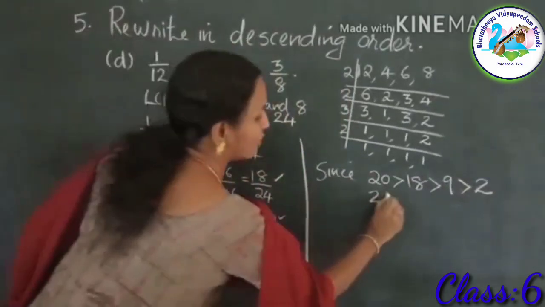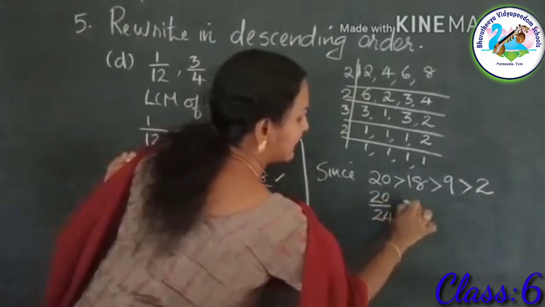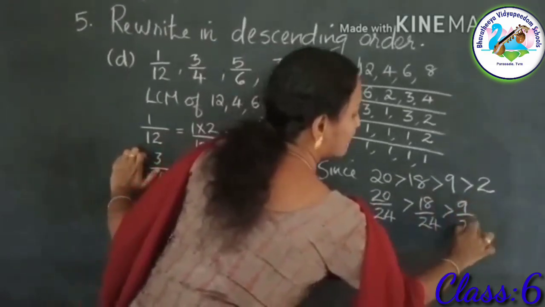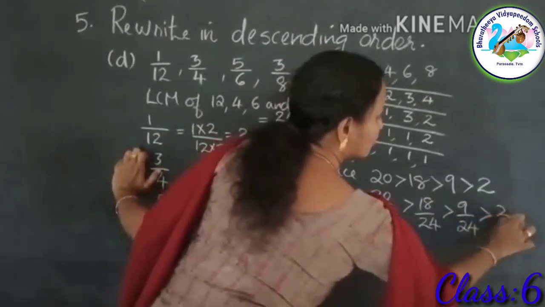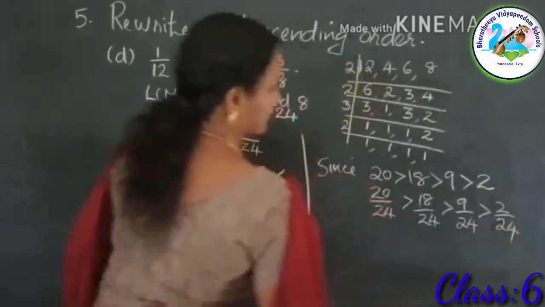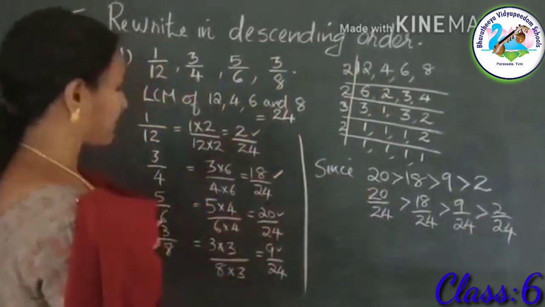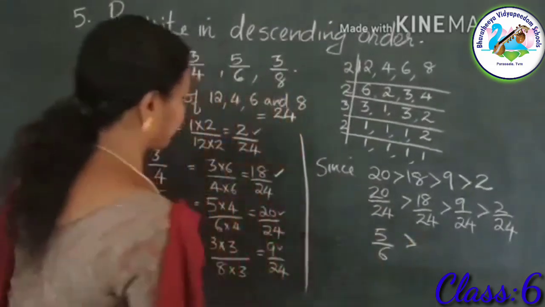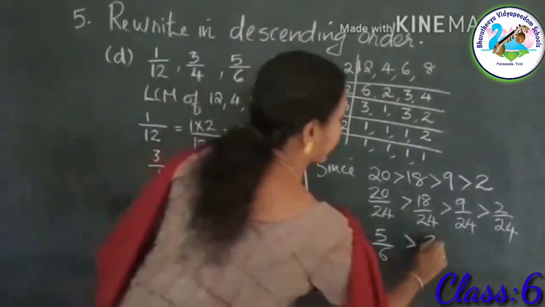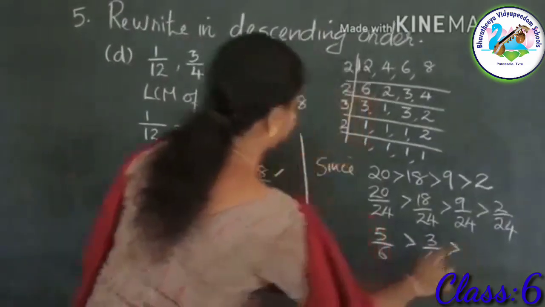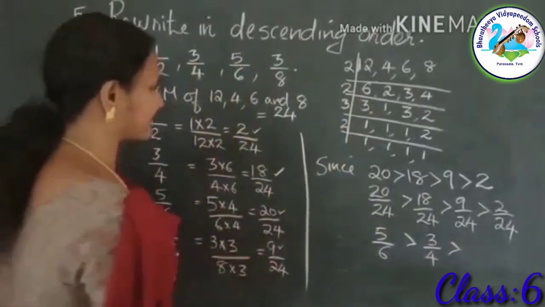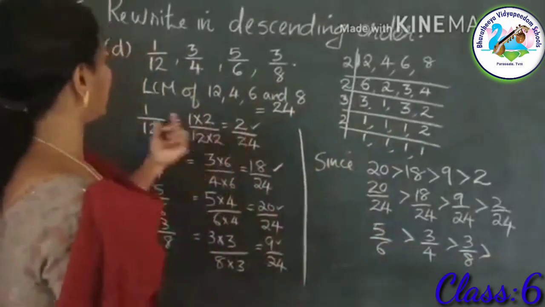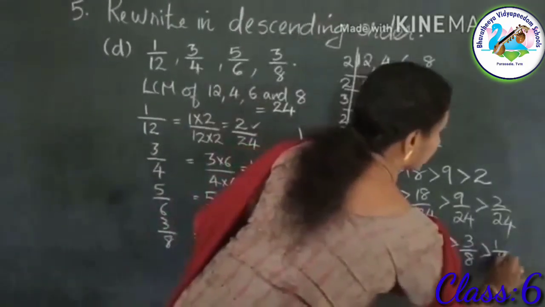So 20 by 24 is greater than 18 by 24 is greater than 9 by 24 is greater than 2 by 24. 20 by 24 is 5 by 6. So 5 by 6 is greater than 18 by 24, which is 3 by 4. 3 by 4 is greater than 9 by 24, which is 3 by 8. 3 by 8 is greater than 2 by 24, which is 1 by 12.